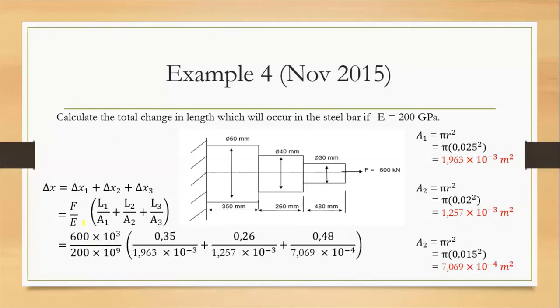600 force times 10 to the power 3, Young's modulus 200 to the power 9. 0.3 is the length 1 with its area 1, 0.26 is this length with the area 2, 0.4 is this length with its area 3. So everything, guys, must be in meters, okay? Everything in meters. Then from there, you get your answer, 3.192. This is 6 marks, guys.